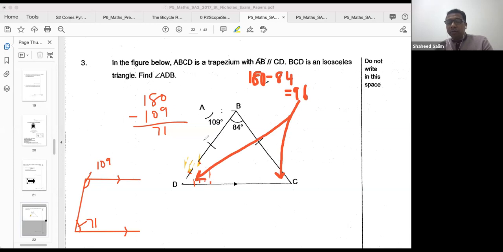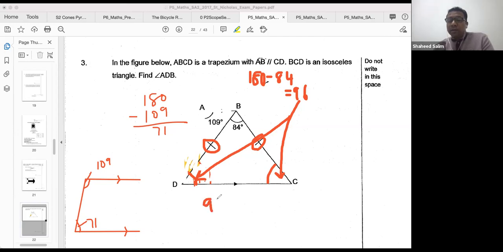Can you see now, Naomi, this sign? This one means these two angles down here are the same. This one is the same as this one. How much is this two? 96. How do we get 96? This angle plus this angle plus this angle equal 180. 180 minus 84, you get 96. 96 for this and this.